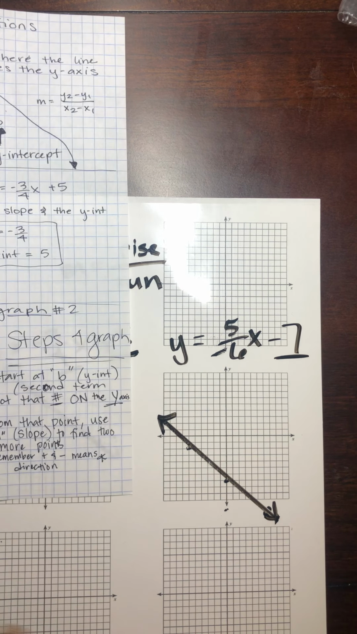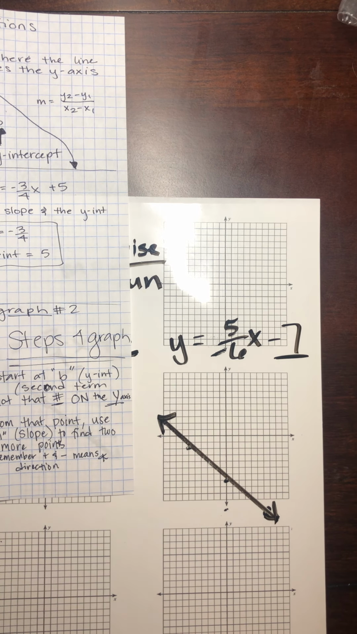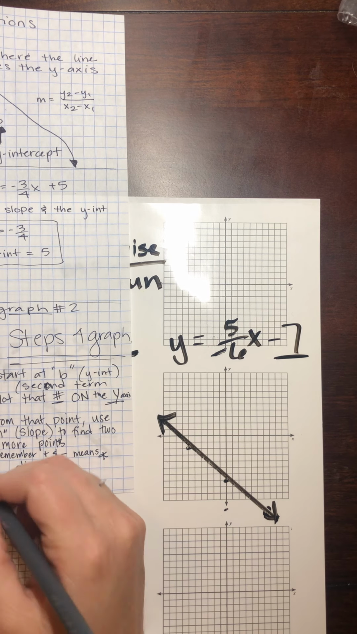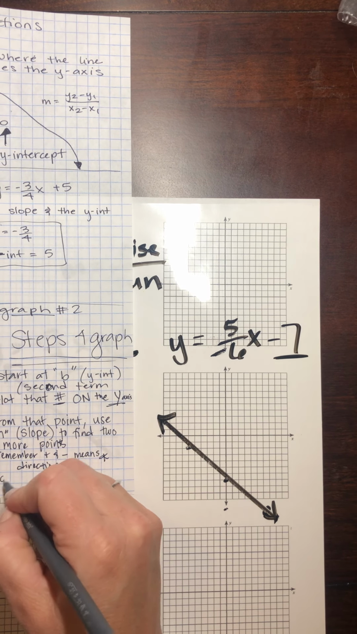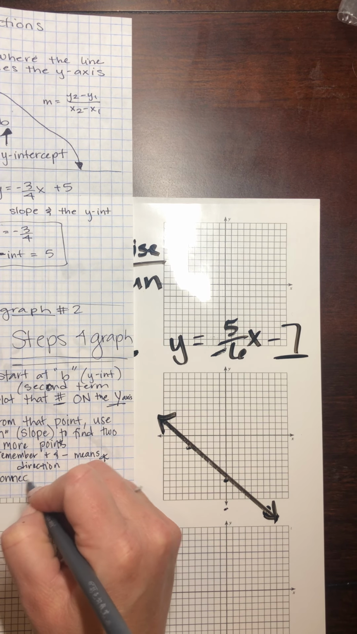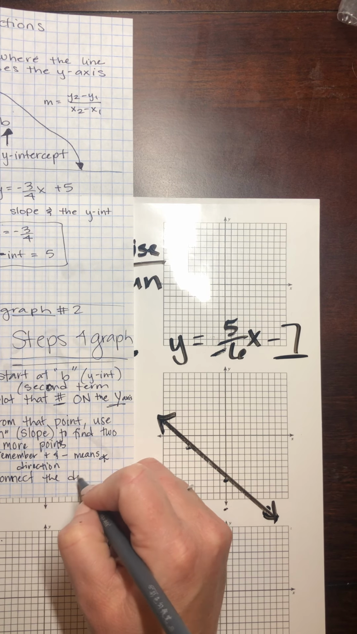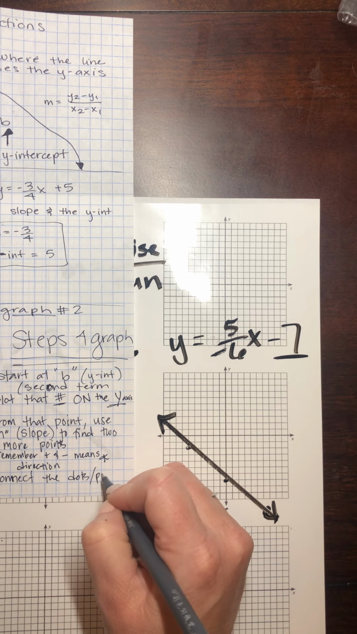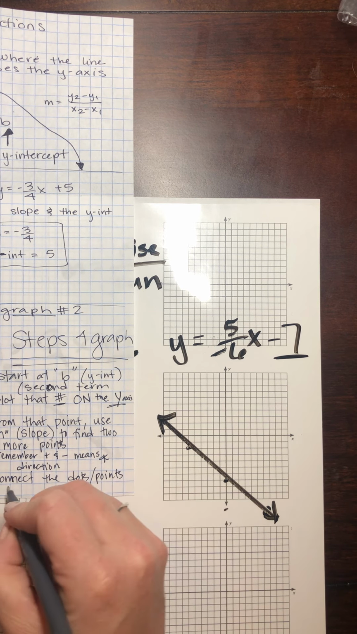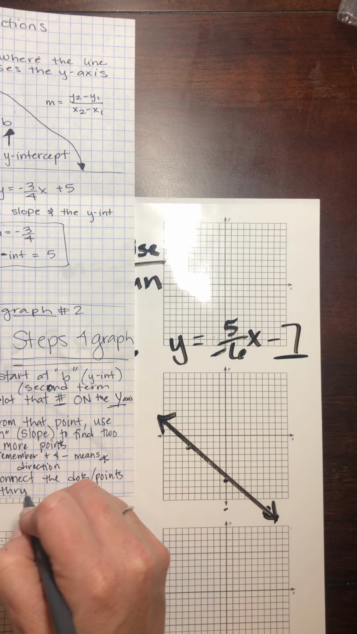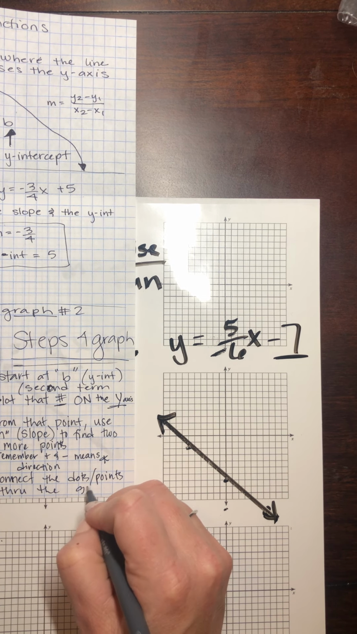So my next step, after plotting and using the slope to plot 2 more points, step 4, connect the dots, slash points, through the graph.